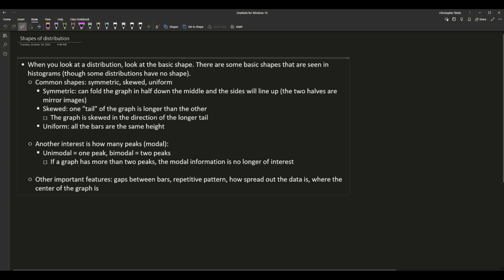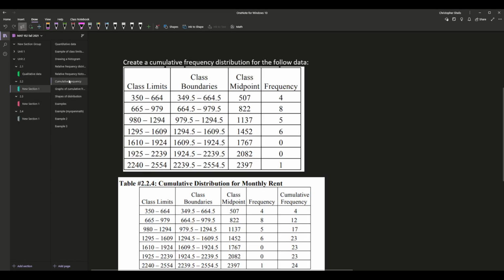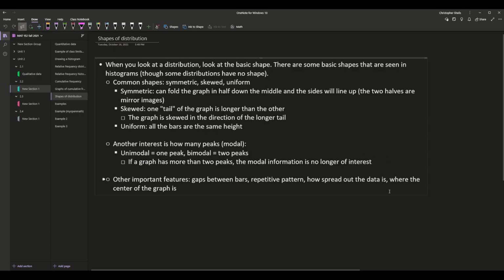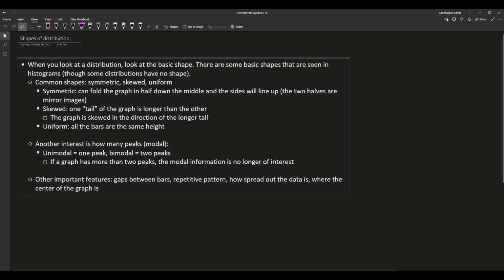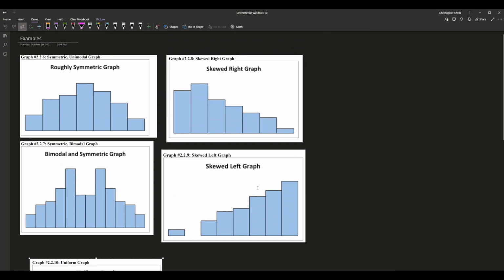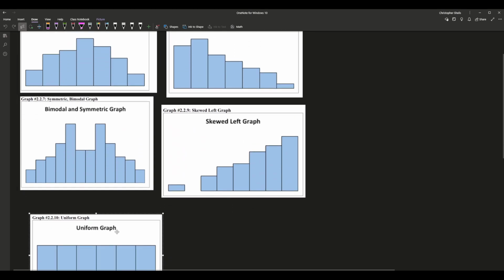A few other important features that we want to look at are gaps between bars, like whenever we saw our histograms here. Notice that there's a large gap between our bars here. Also a repetitive pattern, how spread out the data is, and where the center of the graph is. And we're just going to look at a few examples of these graphs that we just discussed.